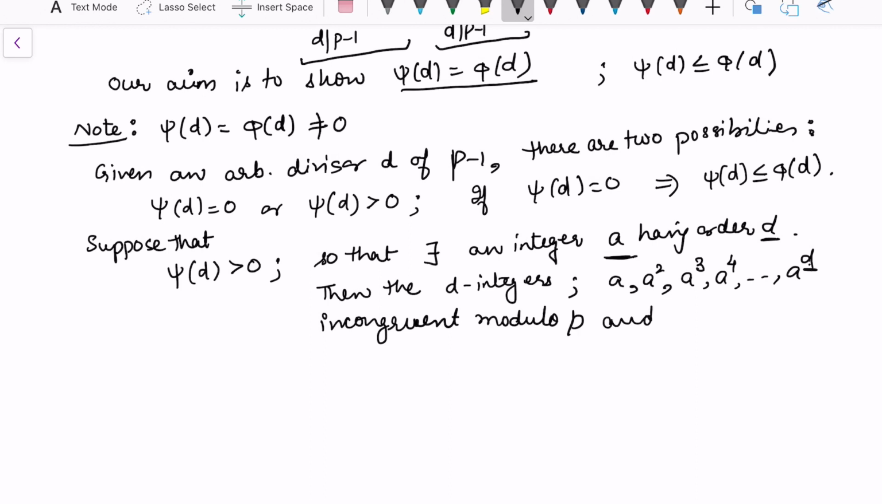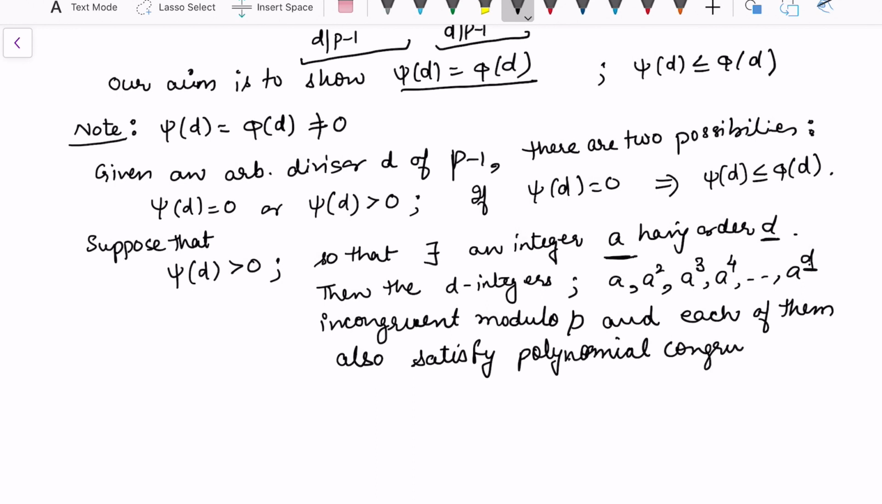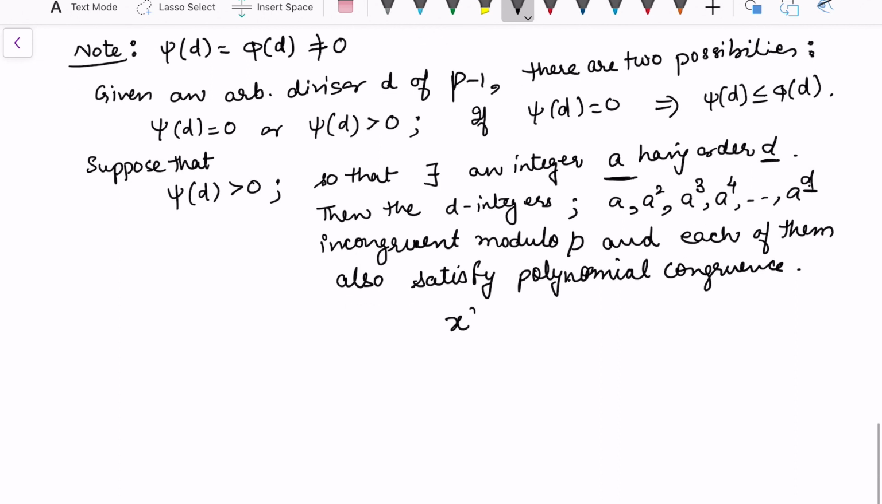And each of them also satisfies the polynomial congruence. Because they satisfy a polynomial congruence, obviously I am talking about the Lagrange theorem. What sort of polynomial congruence do they satisfy? X to the power d minus 1 is congruent to 0 modulo p. And why would they satisfy it? Because the least power is d, only for d is it going to be congruent to 1.